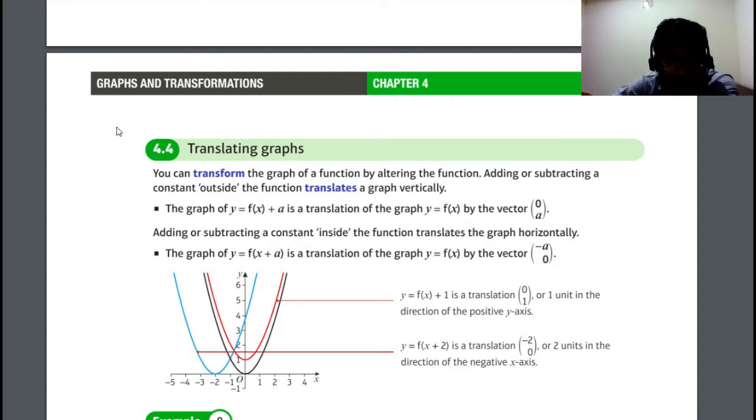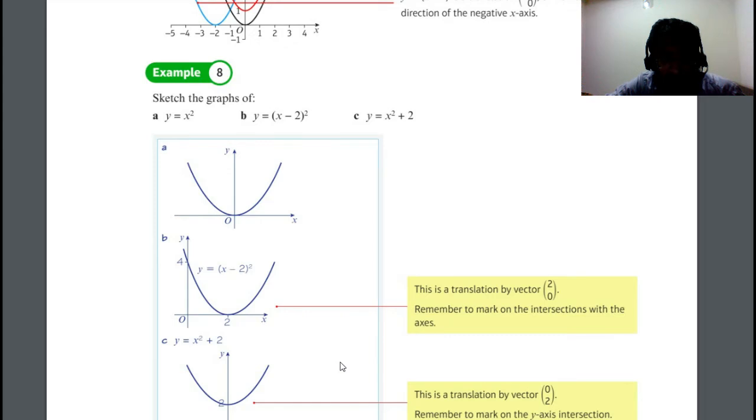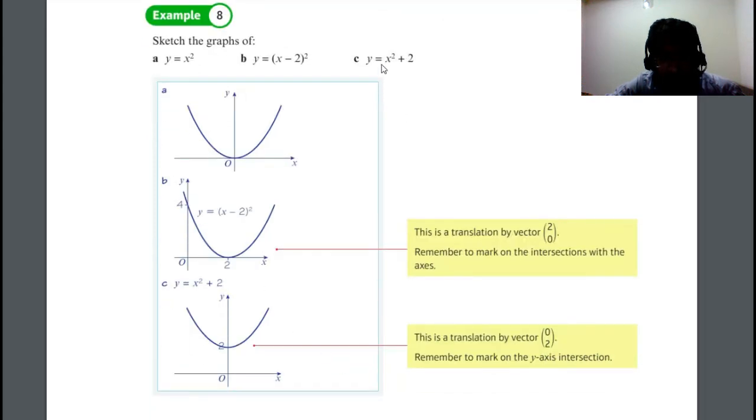Okay, so if you have y is equal to f of x plus a, it would go up. Obviously, if f of x minus a, it would go down. If you do f of x plus a, it would make it go leftwards, and f of x minus a would make it go rightwards. So this is for translation. x minus 2 will go right, x squared plus 2 will go up.